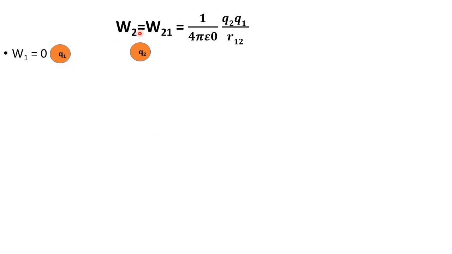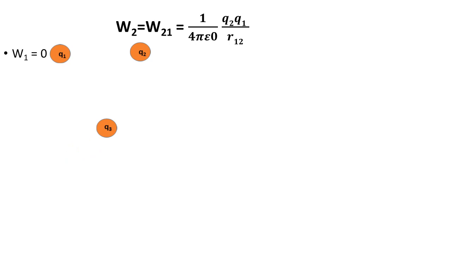and that work done on q2 will be W2 is equal to W21, work done on second charge against the repulsion of first charge, is equal to 1 by 4 pi epsilon naught q2 q1 by r12. What is this? q2 into potential at position q2 due to charge q1. 1 by 4 pi epsilon naught q1 by r12 is the electrostatic potential at the position of q2 due to point charge q1, into charge q2 will be the work done W2.